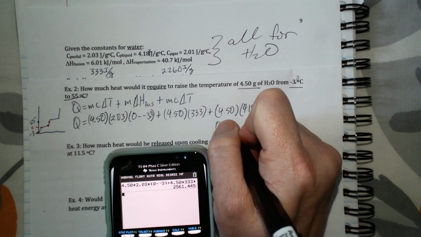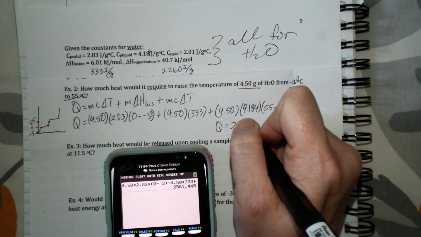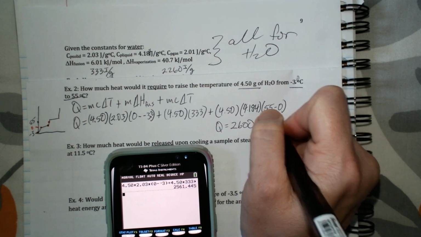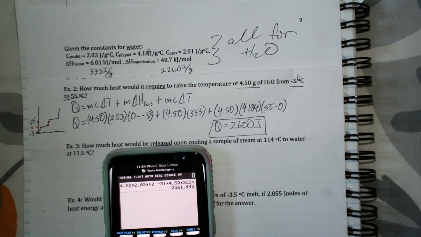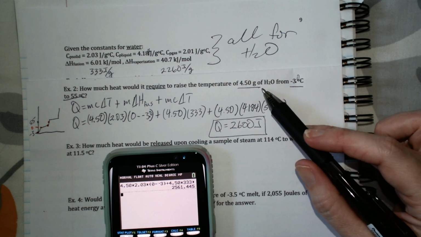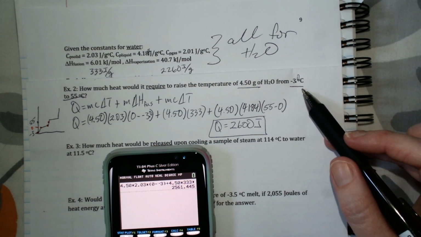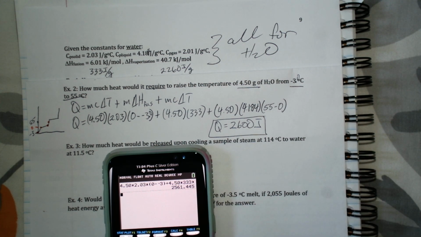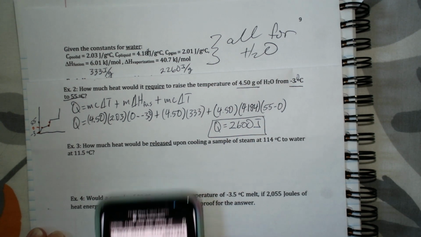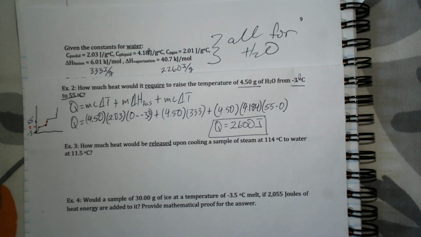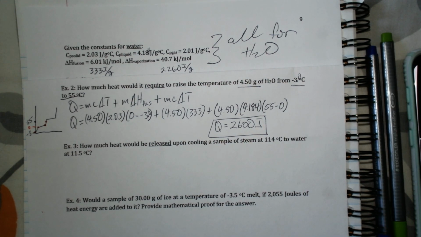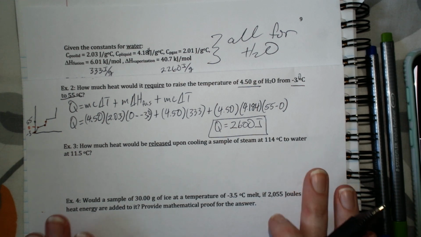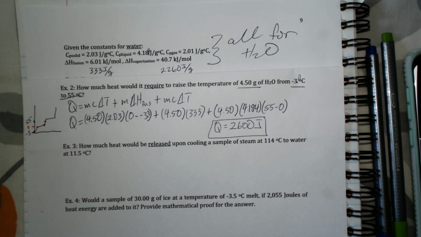So your total Q value is 2,600 joules. Okay, and that's how much heat would be required to raise the temperature of 4.50 grams of water from -3.0 degrees Celsius to 55 degrees Celsius. So you can stick it all in your calculator one time. Yay, fun. All right. Now I realize there's some little algebra tricks in there that you could do instead of putting absolutely everything in the calculator, and that's fine. You do whatever you want to do as long as you show the work on the paper. We're good with that, okay?